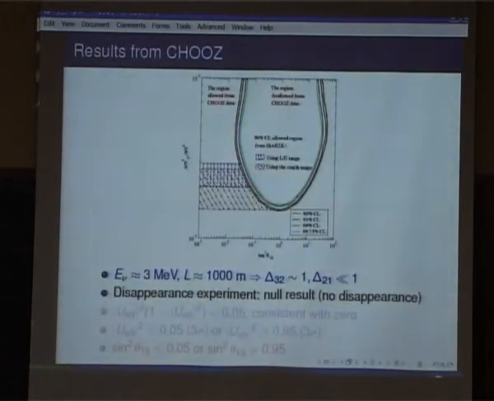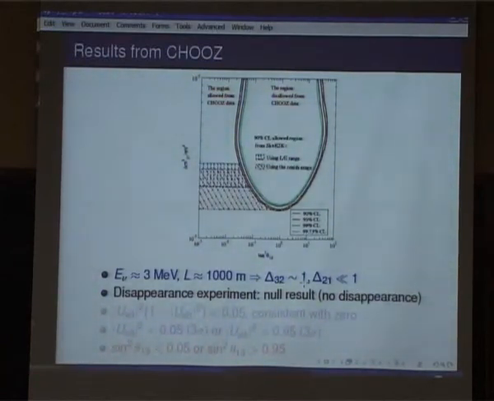So for this experiment, which actually did that very well, the experiment is called CHOOZ. CHOOZ is an experiment that exists in France. There was a reactor which gave neutrinos of energy equal to 3 MeV. Then one had a detector at a distance of about 1000 meters. Now if you try to calculate the value of delta m square L by 4E, it turns out to be nearly equal to 1.